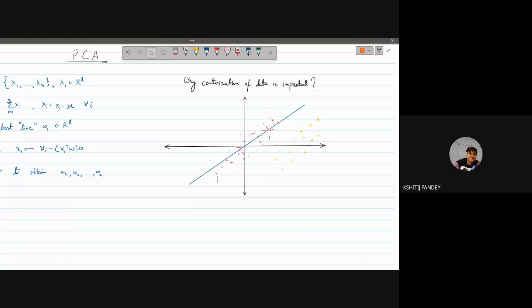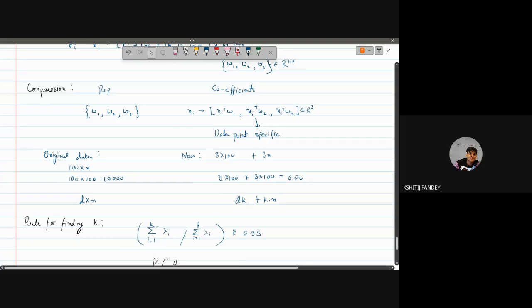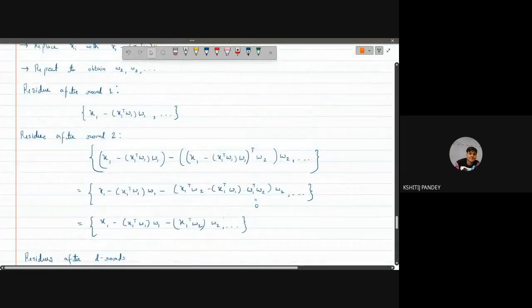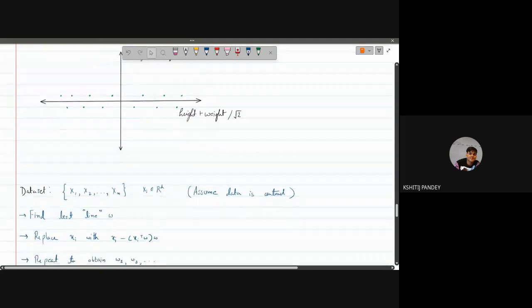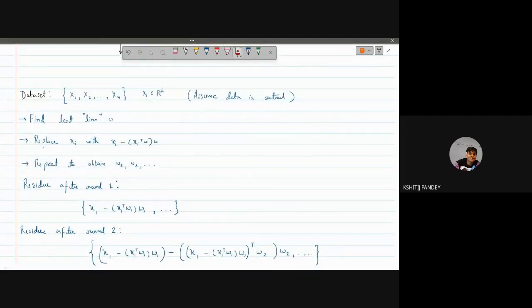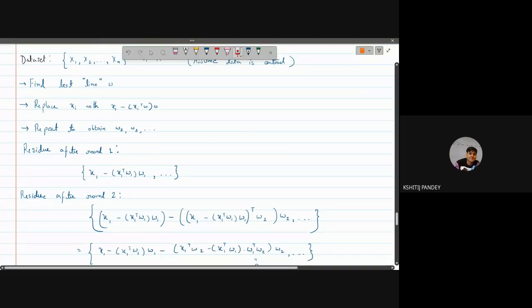Okay, so now let's look at what is happening. We can find multiple best fit lines for data points, and the error vector after each line. So this is your data. We find the best fit line. Now you will find the best fit line for the error, and you will continue this. If the data is in R^d, you will continue it till round d. Let's see what is happening after each round.